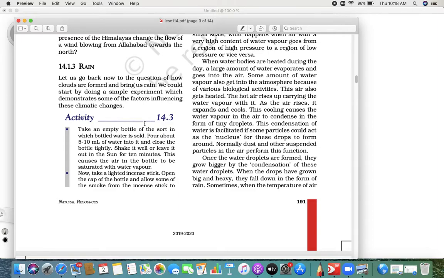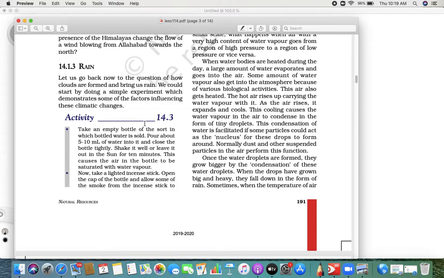Take an empty bottle of the sort in which bottled water is sold. Pour about 5 to 10 ml of water in it and close the bottle tightly. Then shake it well and leave it in the sun for 10 minutes. Understood? This causes the air in the bottle to be saturated with water vapor. Basically, water vapor is formed because the water gets heated.